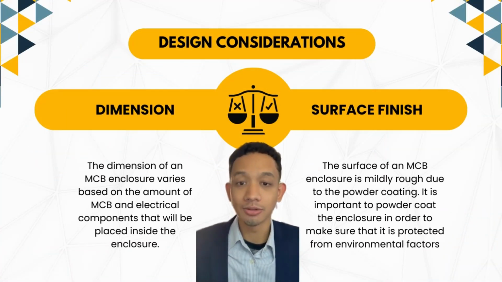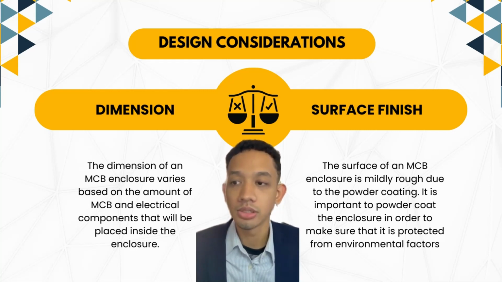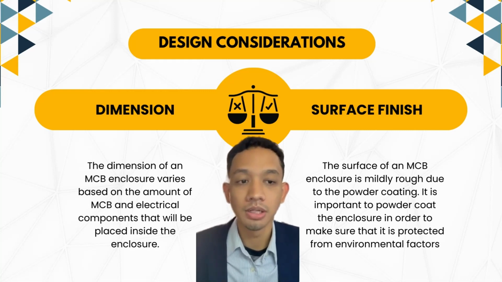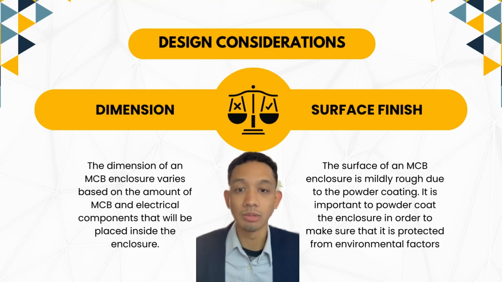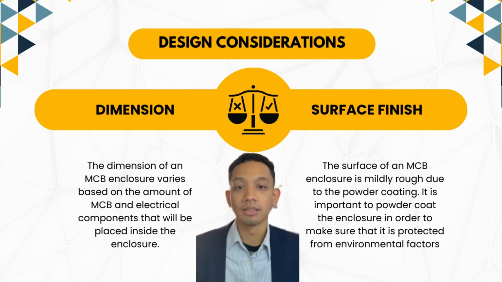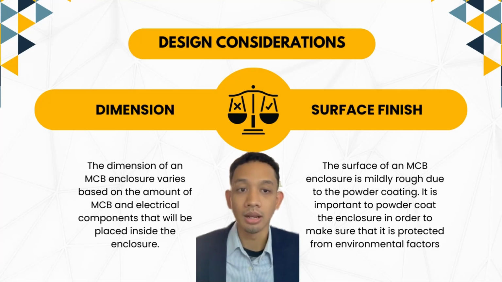Moving on to the design considerations or specifications, first we have the dimension. The dimension of an MCB enclosure varies based on the amount of MCBs and the electrical components that will be placed inside the enclosure. The electrical components needed are based on the size of a building or the amount of electrical appliances available in that building. However, our prototype has a dimension of 30 cm by 20 cm, and with this dimension, the amount of MCBs that can be inserted is around 12 to 16 pieces.